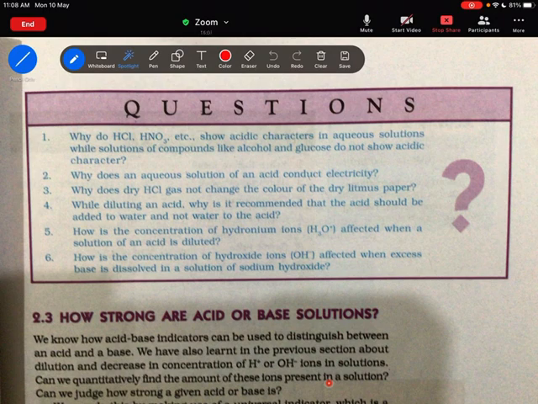So there is a paper called pH paper. That paper is in our lab. There is a paper like this, one strip.